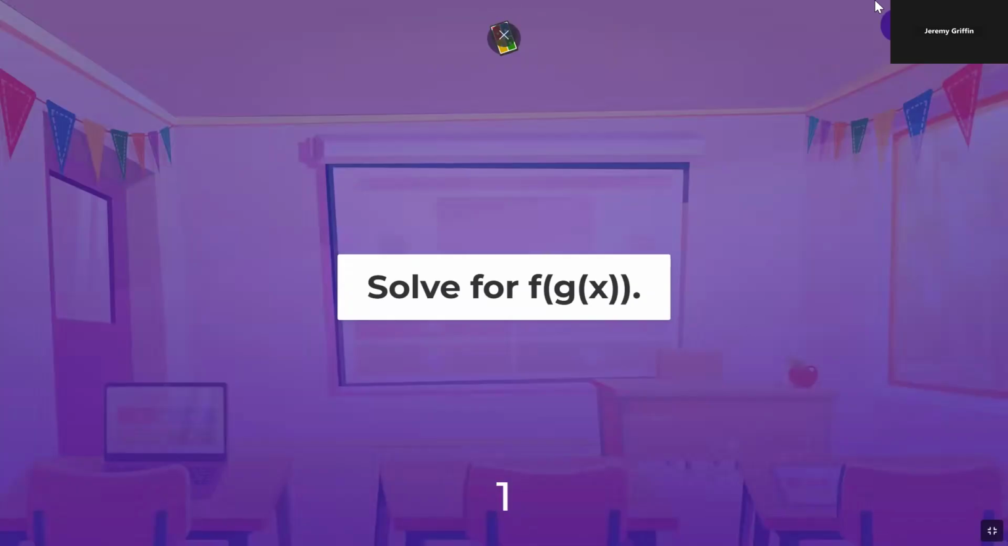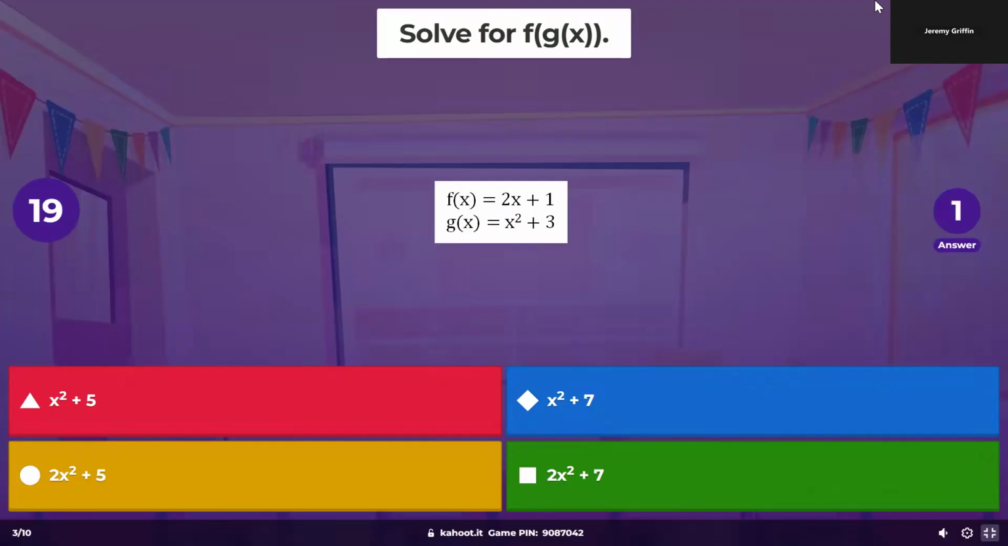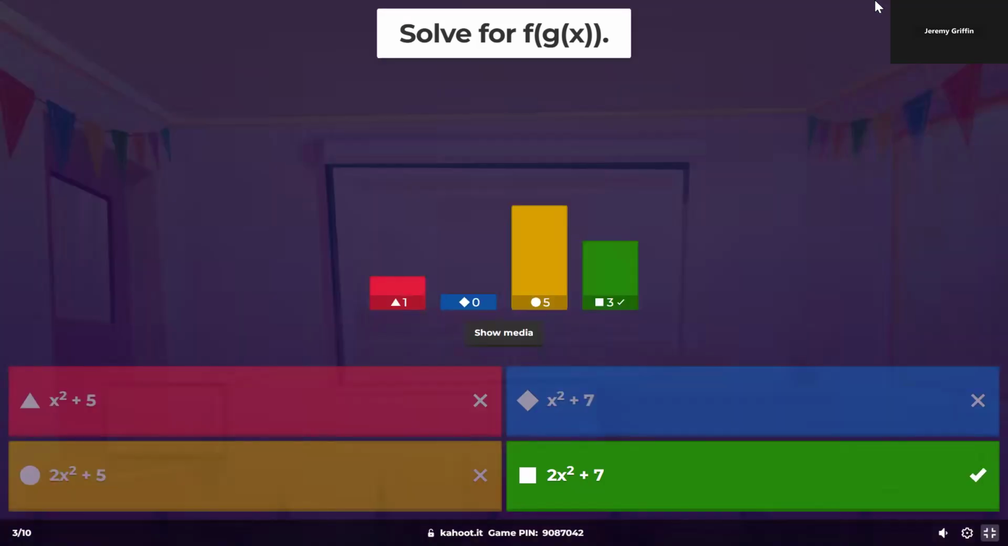Solve for. Ooh, sounds like a composite function. It's blue. Wait, I didn't even pick an answer. No, screw you guys. Mr. Griffin caught picking my answer for me. I actually don't know this one. I might be good. Wait. Bro, it's 2x squared. Not 3. Woo!